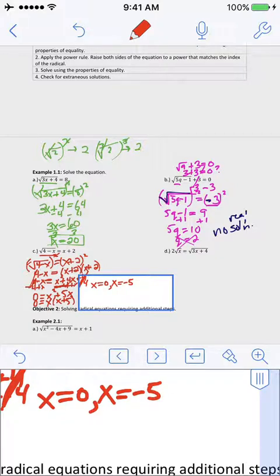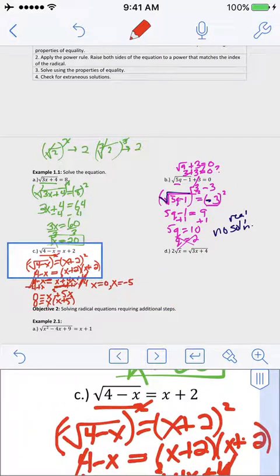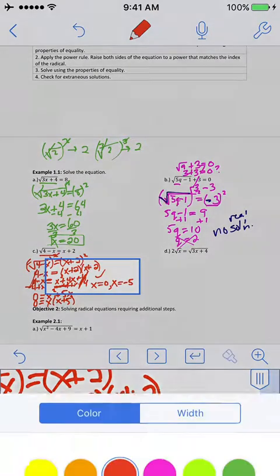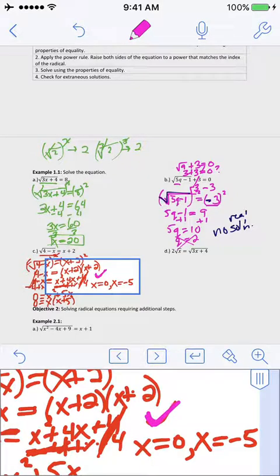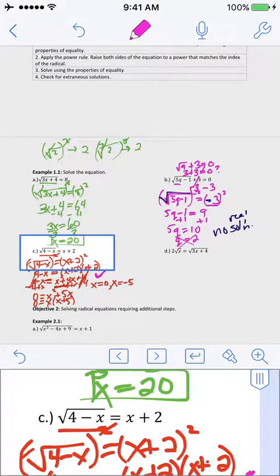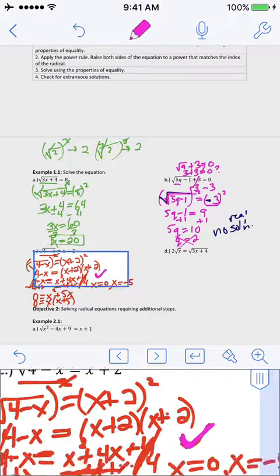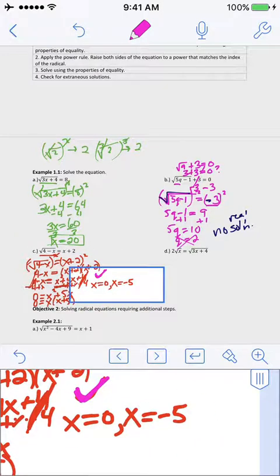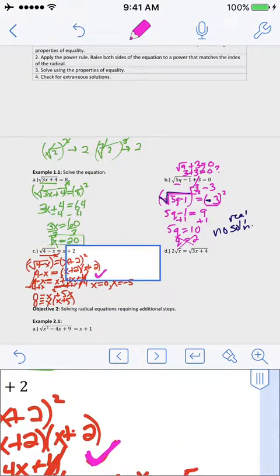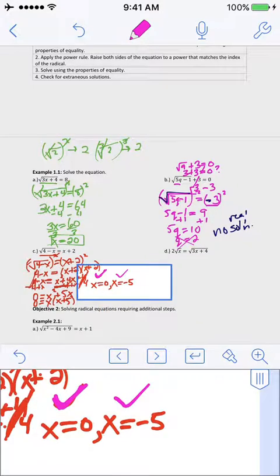But before I go boxing either one of those, I want to check that they don't cause a problem. The only place they'd cause a problem is on this left-hand side. So 4 minus 0, that's going to be a positive 4, right? You can take the square root of a positive. All right, 0 is good. Check. 4 minus negative 5, that's going to be a positive 9, and that is also okay. That would be okay.